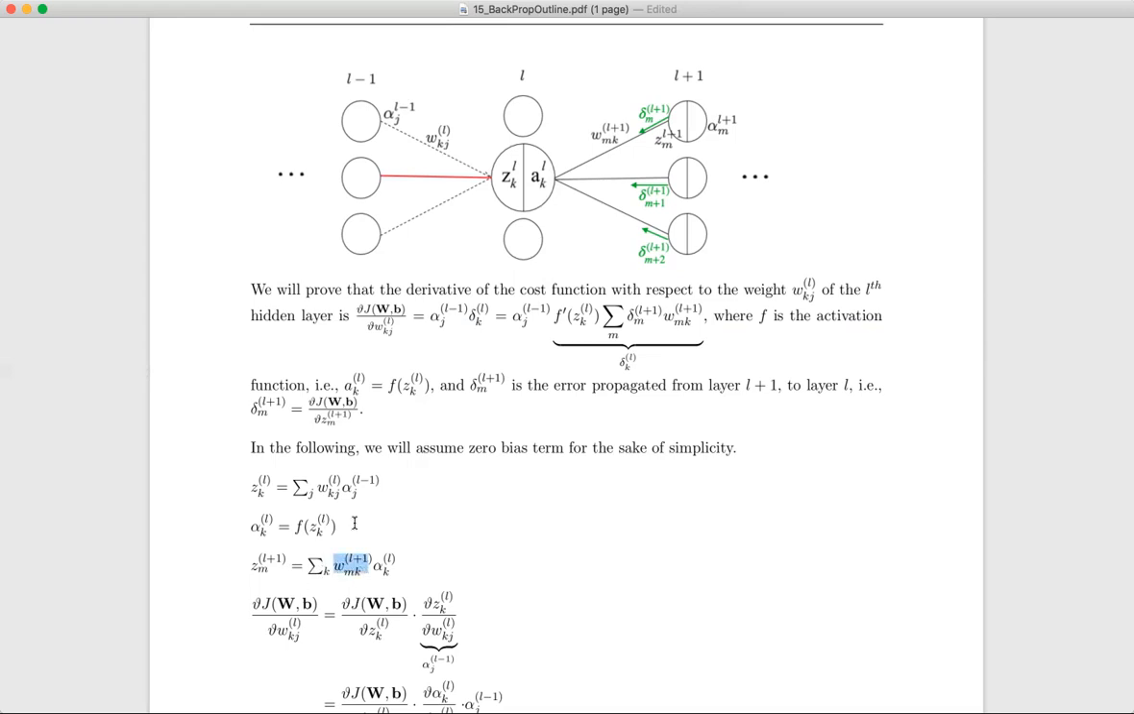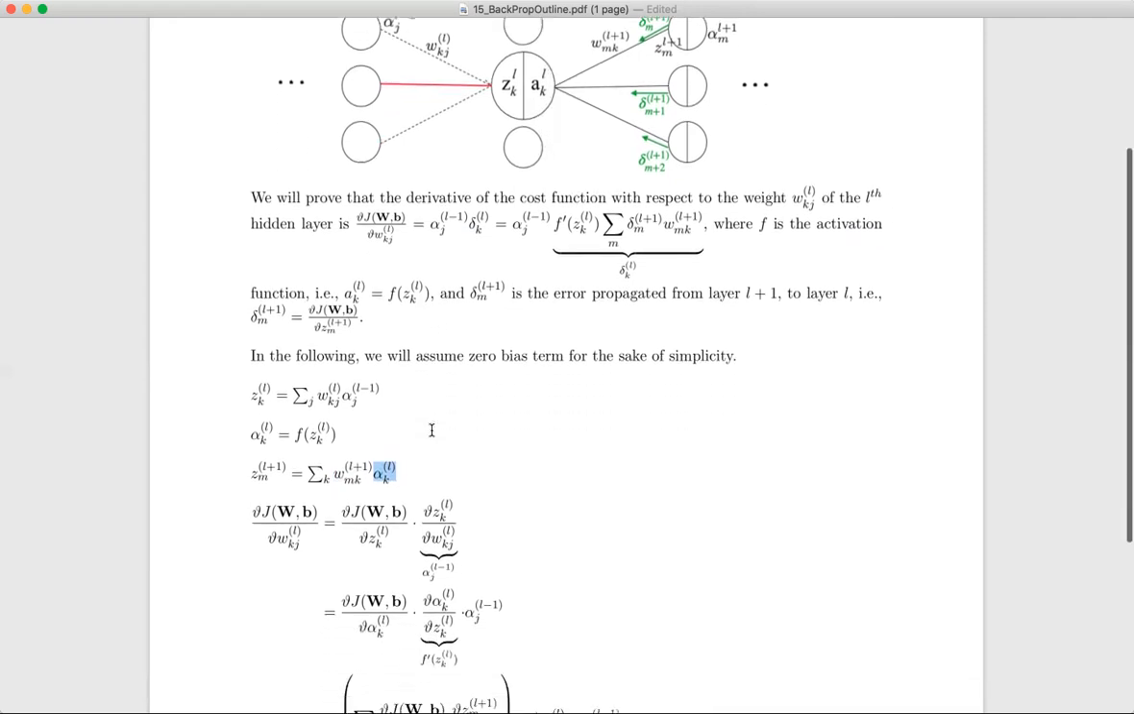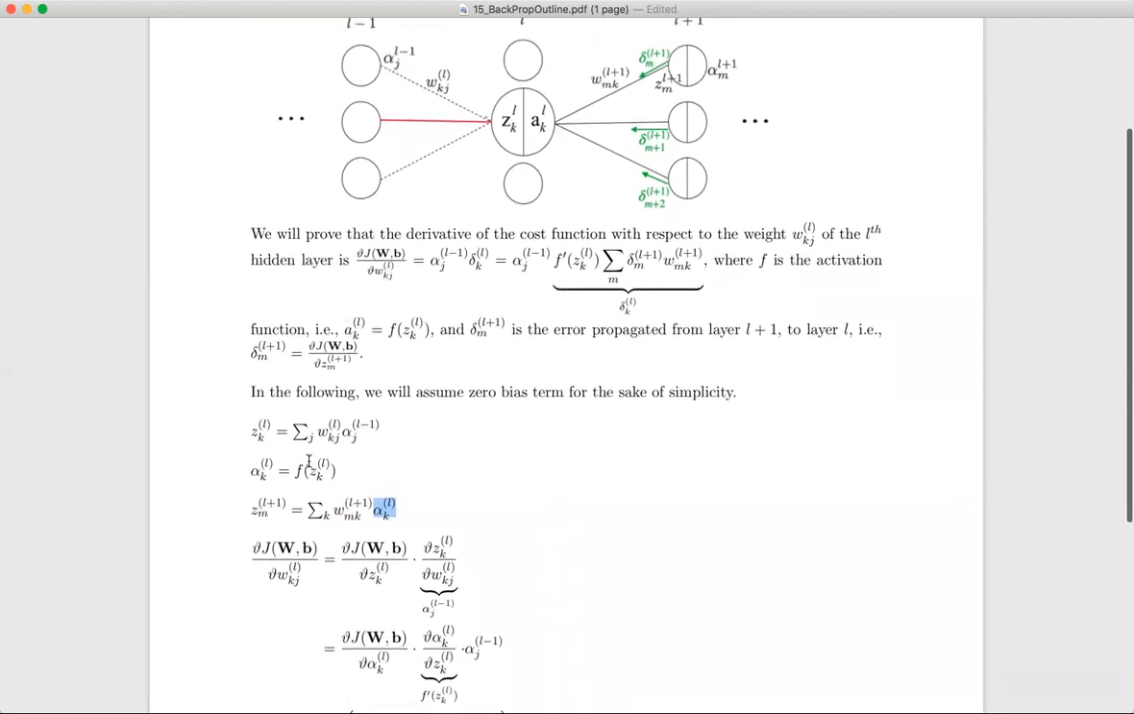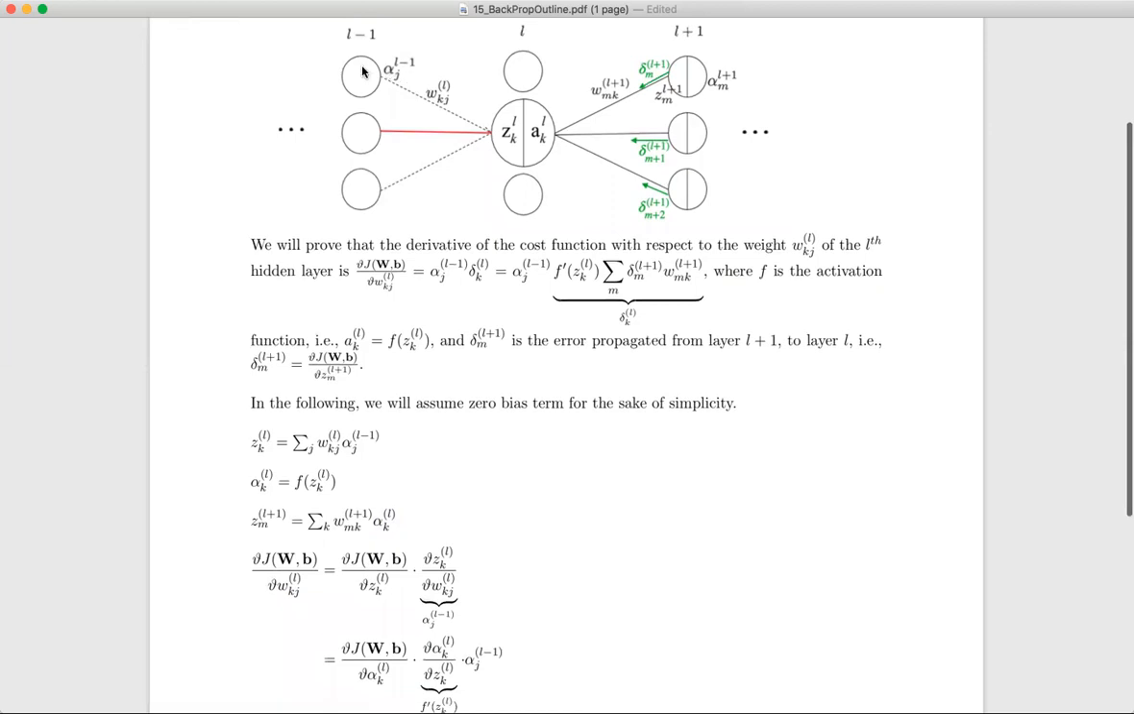Now these are the weights that connect the L with the L+1 hidden layers, times the outputs, the activations that result from the L hidden layer. So now let's start by iteratively applying the chain rule for solving this first order derivative. So again, the first order derivative of the cost function J with respect to the weight w_kj of L. Again, as a reminder, this is the weight that connects the j node of the L-1 layer with the k node of the L layer.